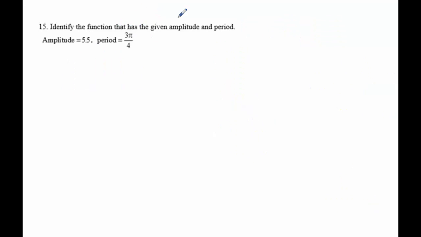Okay, 15. I told you guys, let's pretend that they told us they wanted sine for this, because we'd have to know which trig function they were talking about to be able to write this. We want to write y equals, and we just need to figure out what to do with the amplitude and the period. The amplitude is what's in front, so this is 5.5 sine. The issue is the period doesn't tell us what goes in front of x directly. I'm not going to put 3 pi over 4x.